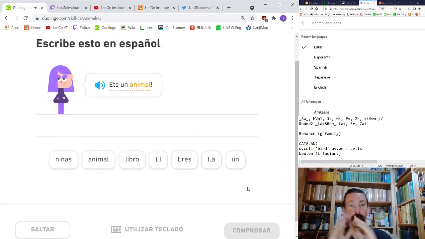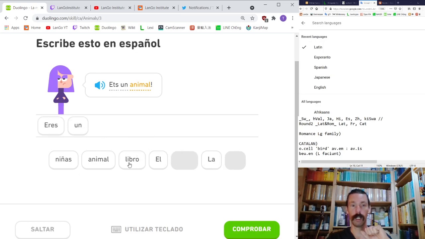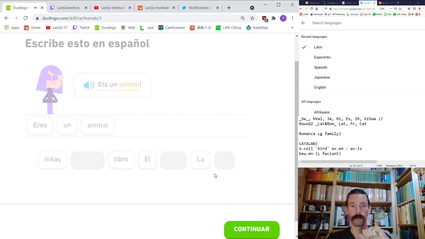Ets un animal. Edge. Love that for TS. J sound like in the word edge. A voiced palatal affricate. Ets un animal. Ets un, and it carries ets over as the onset of the vowel initial following word. Un animal is how it's syllabified. Ets un animal. Those three words. Ets is eres. You are. Un animal. Very close to the Latin here.